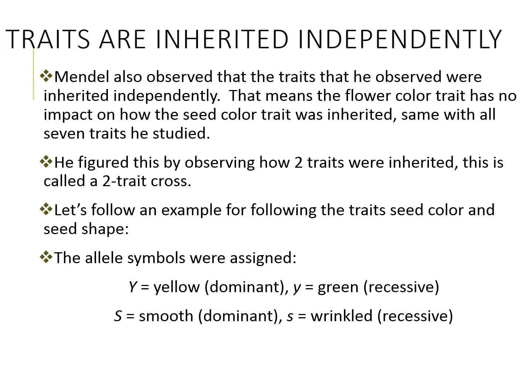So let's follow an example for following the traits of seed color and seed shape. We expect that whatever seed color a plant has is going to have no connection to the shape of its seeds. The allele symbols we assign are going to be big Y for yellow, little y for green, so green's recessive, normally lowercase for recessive. Big S is for smooth, dominant. Little s is for wrinkled, recessive.